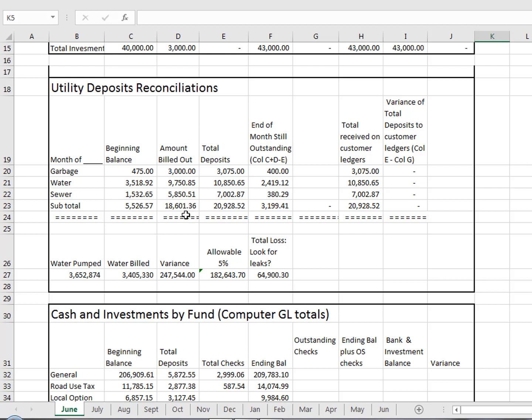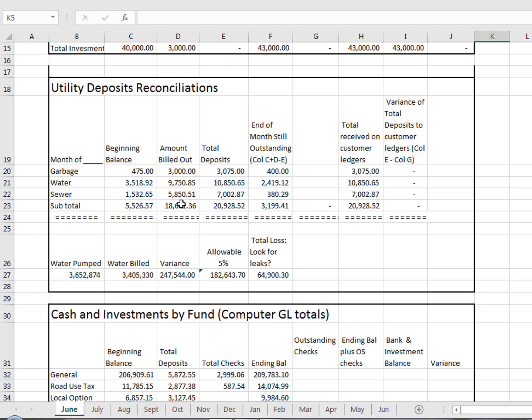So you'd run a report off of your computer to see how much was billed out, or maybe if you do it by hand or have a separate accounting system, you need to get that total before the bills go out the door. Then we have the total deposits for the month, the way that you see them on your books. So you say that there's been $3,075 that was deposited. Well, you can see that we only billed out $3,000, so apparently $75 of this beginning balance was taken care of. So our ending balance that's still outstanding for garbage is $400.